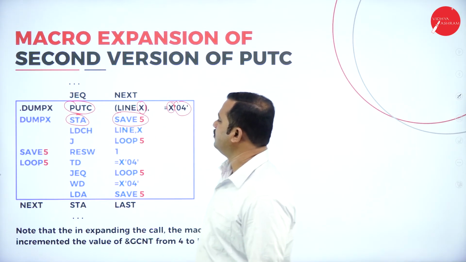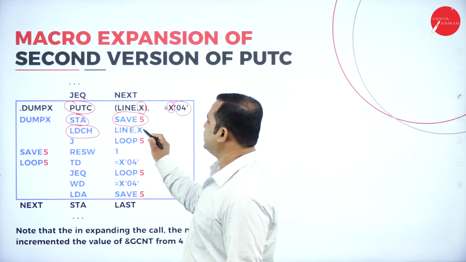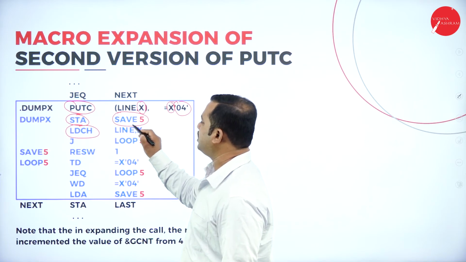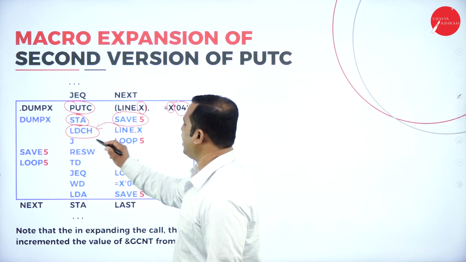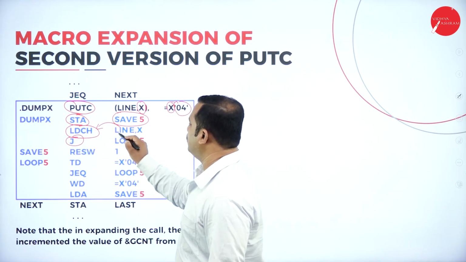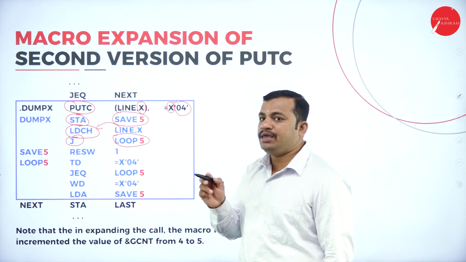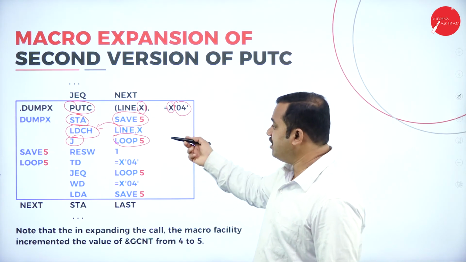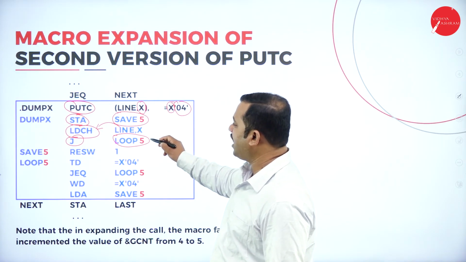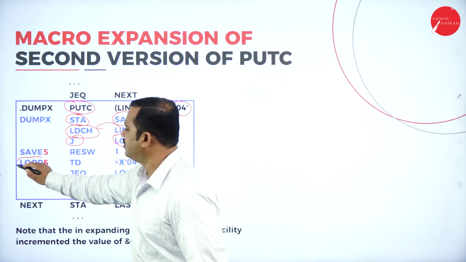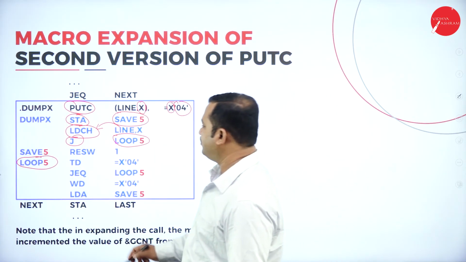Store 5 we have. Then load character, which is that character? X is to be loaded from the line. Then we have J jump loop 5. Five times it has to be repetitively executed. Where do we have loop 5 here? We have loop 5 here.